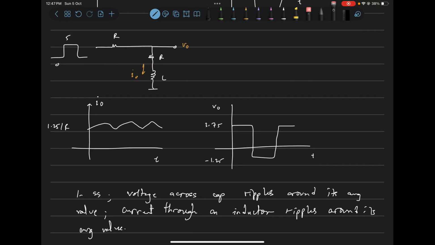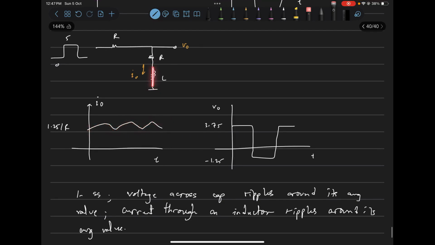So inductor will be a short in steady state. So the average value across the inductor at steady state, around which I0 will ripple, will short this out. Average value here is 2.5. This is short. So the current will be 2.5 divided by the series resistance 2R. So it will be 1.25 by R.